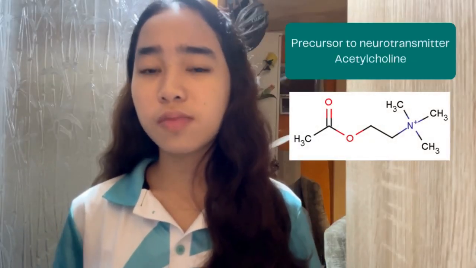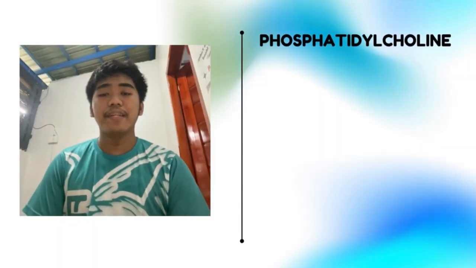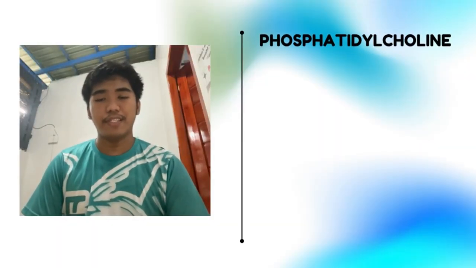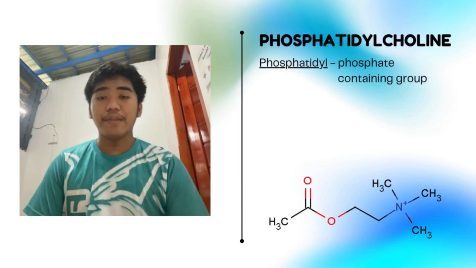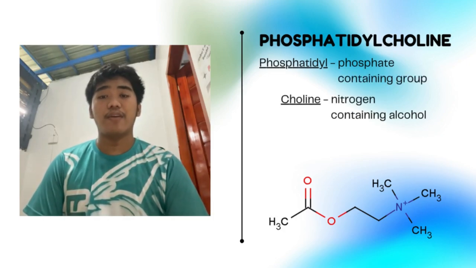Another notable property is its role in lipid metabolism, as it helps to transport the fats and cholesterol throughout the body. It also serves as a precursor for the neurotransmitter acetylcholine, which is vital for memory and muscle function. The name phosphatidylcholine comes from its chemical composition. Phosphatidyl referring to the phosphate-containing group, and choline referring to the nitrogen-containing alcohol attached to it.